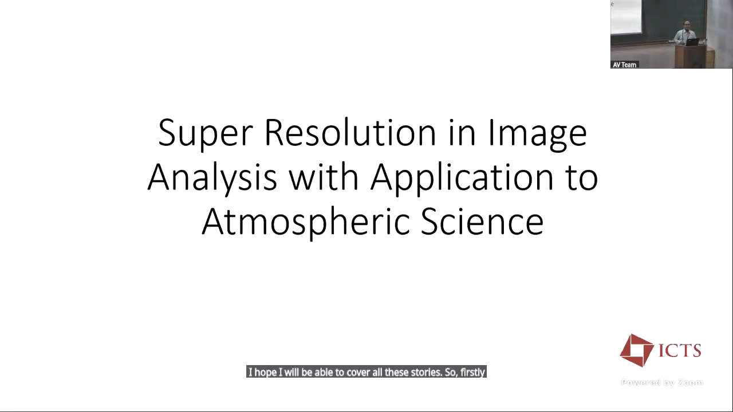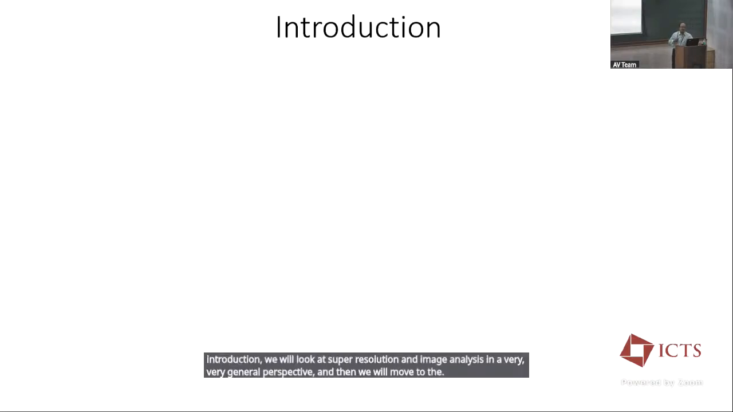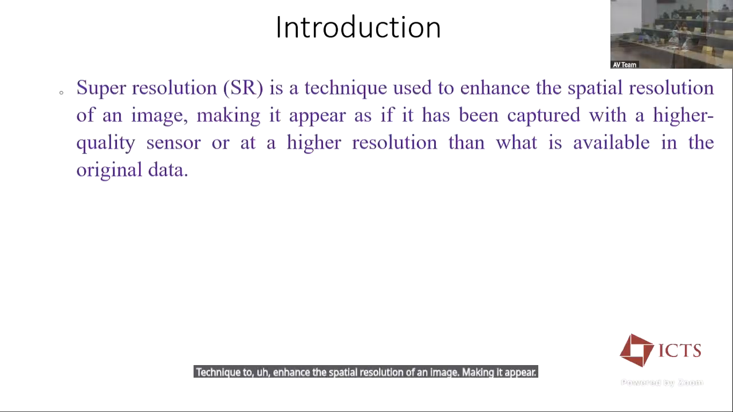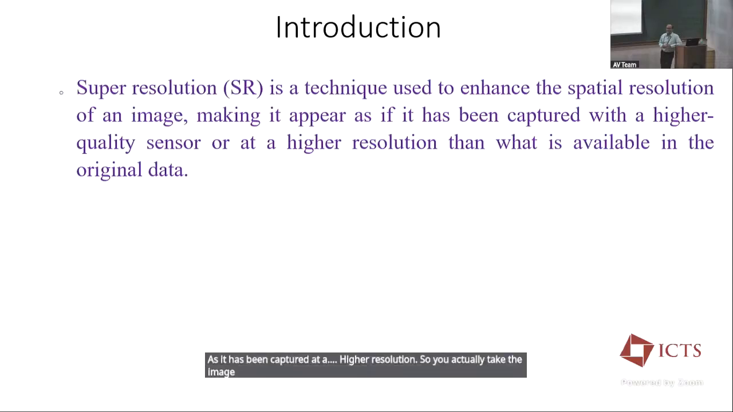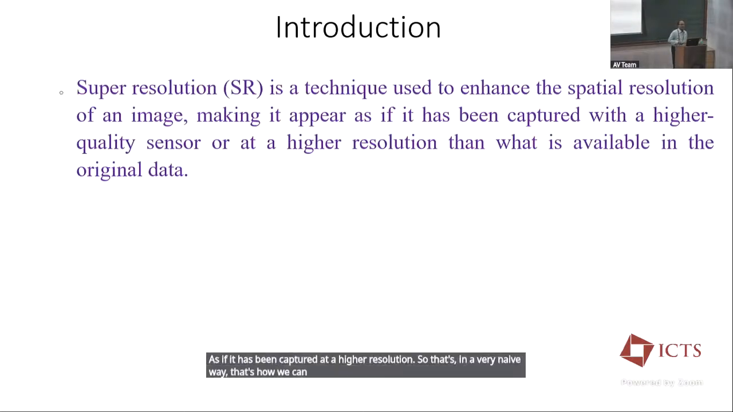So firstly, by way of introduction, we will look at super resolution in image analysis from a very general perspective, and then we will move to the atmospheric sciences in particular. We all know that super resolution is a technique to enhance the spatial resolution of an image, making it appear as if it has been captured at a higher resolution. So you take the image at minimal resolution and you try to make it as if it had been captured at a higher resolution. That's a very naive way to put what super resolution means.